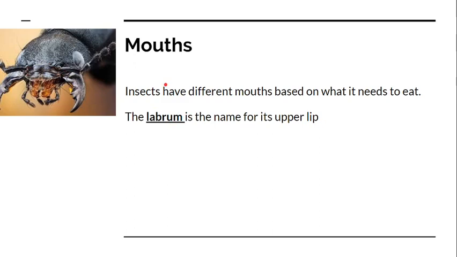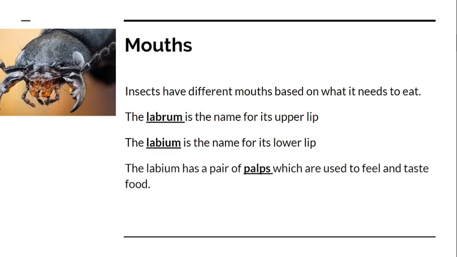Now, the labrum is the name for its upper lip, and so the upper lip of our insect is called the labrum. The bottom lip, however, is called the labium, and it serves a certain purpose. Well, all of the insect actually serves a certain purpose, but the labium has a pair of palps in it. Now, these palps are used to feel and taste its food, and so the labium, or the lower lip of the insect, is actually doing the heavy lifting when it comes to feeling the food and then tasting it as well. And so that's a really, really big part of this insect.